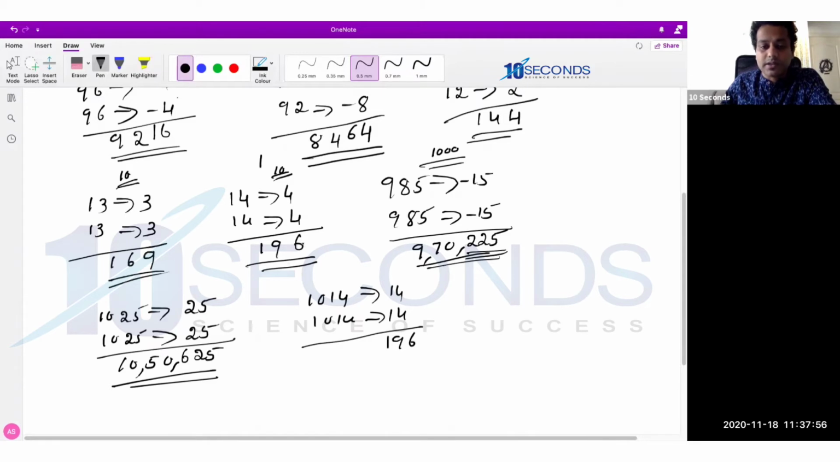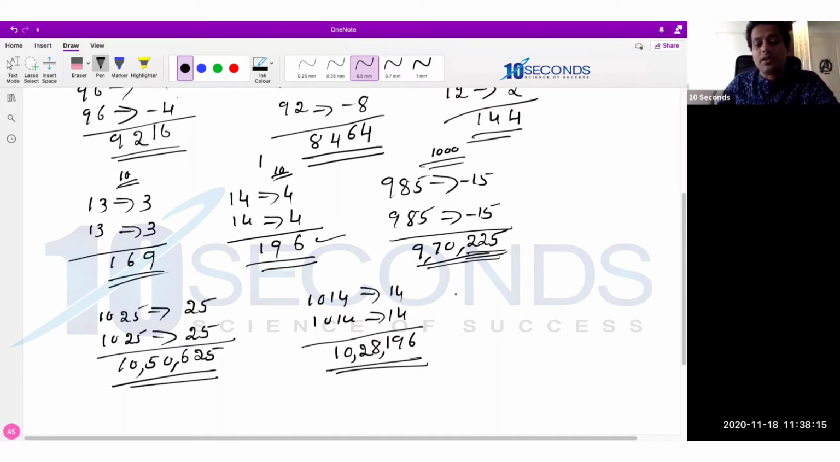Here you can see 196, three digits allowed. 1014 plus 14 is 1028, 10 lakh, 28,196 it is. But if it is nearest to 10, 100 and 1000, it's so easy to do.